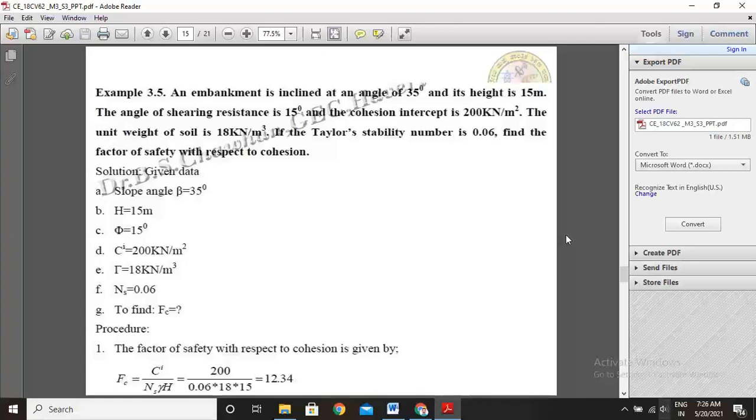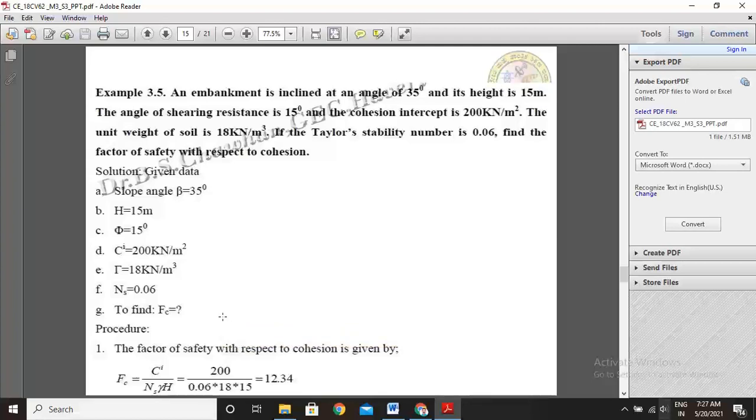So this is also one type of problem. Follow the same steps here. Don't get confused. Okay. Now write given data. Slope angle beta equal to 35 degree is given. H is given 15 meter. Phi is given 15 degree. C dash is given 200 kilonewton per meter square. Gamma is given 18 kilonewton per cubic meter. Taylor stability number is given 0.06. To find factor of safety with respect to cohesion, that is Fc equal to how much.